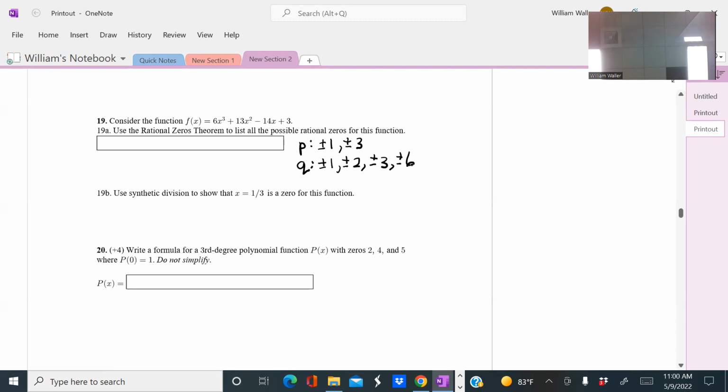You have 1 and 6. That's one way to write 6 as a product. So you get plus or minus 1, plus or minus 6. And then you can also write 6 as a product as 2 times 3, right? So you have plus or minus 2 times plus or minus 3.